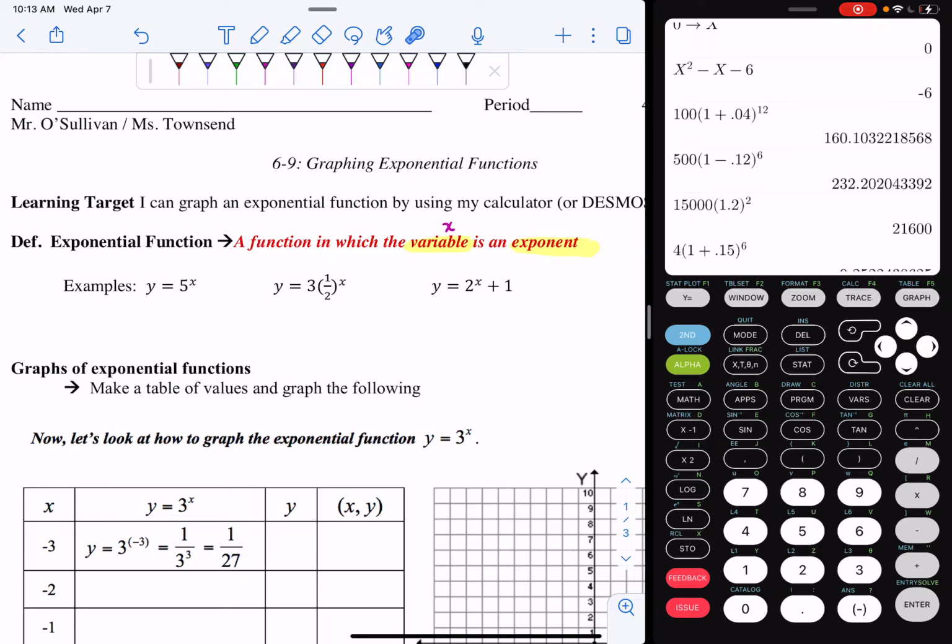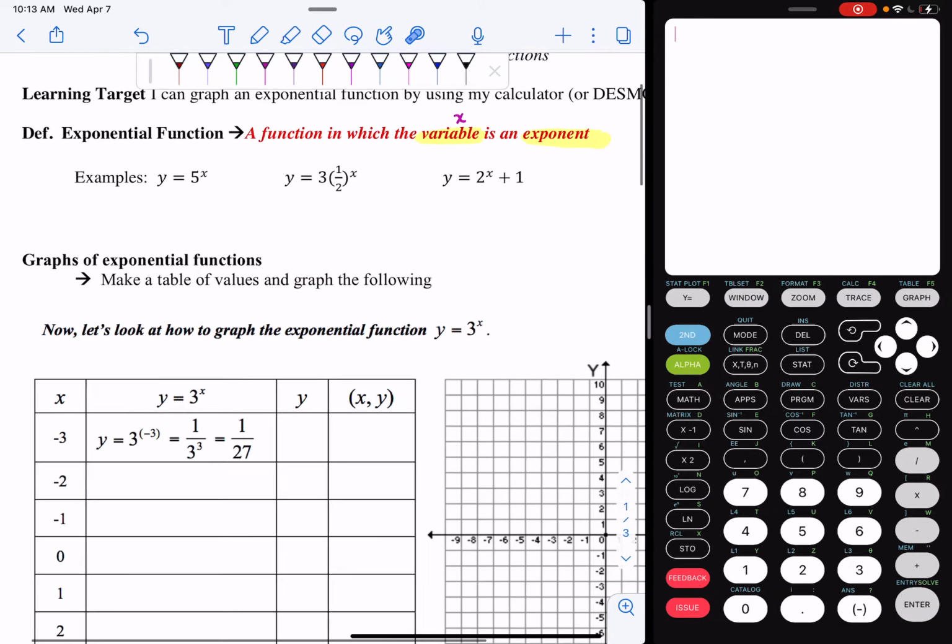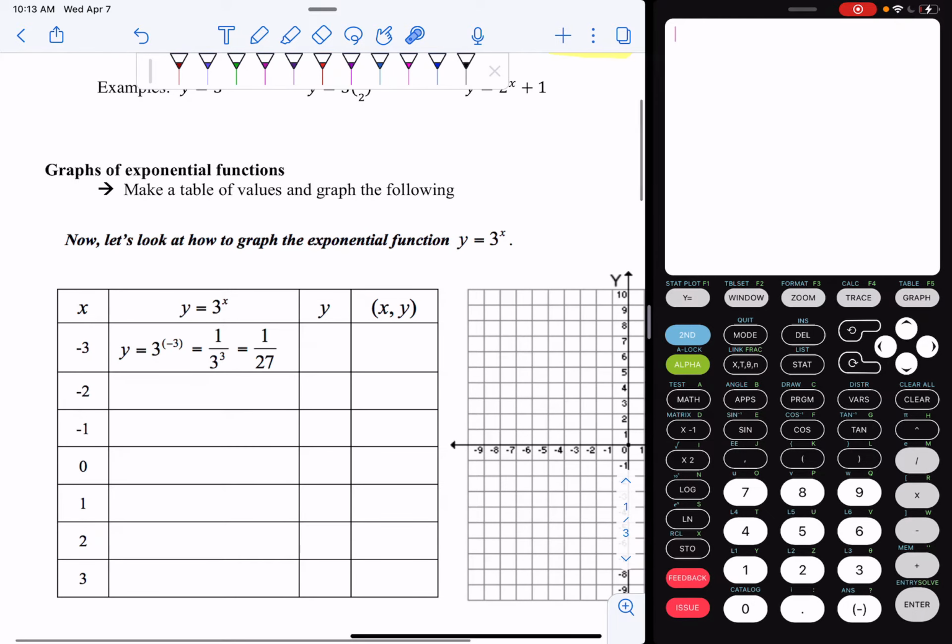Here's your procedure. You're going to be making a table of values using your calculator, and then you're just going to graph them. We do not need to go through this whole process. I am not going through that whole process for this lesson. There's no need to because I'm going to just be showing you how to do this on a calculator because it's much quicker.